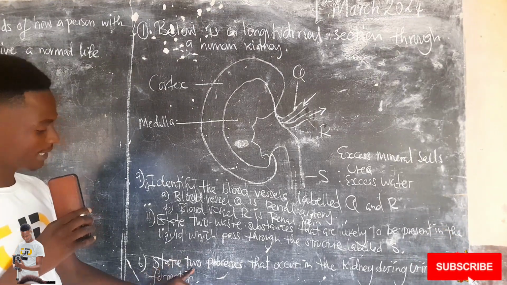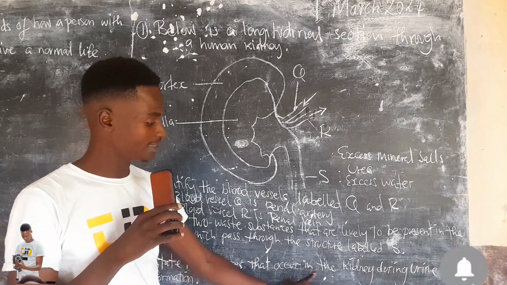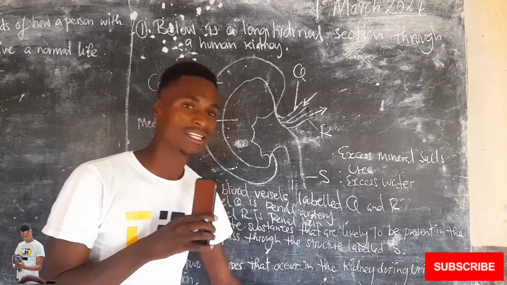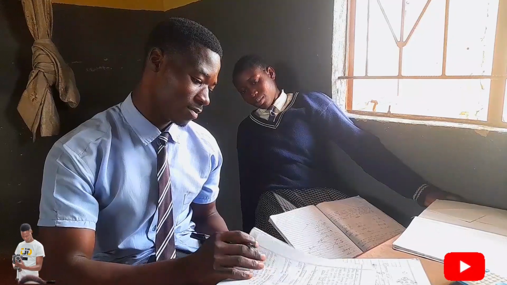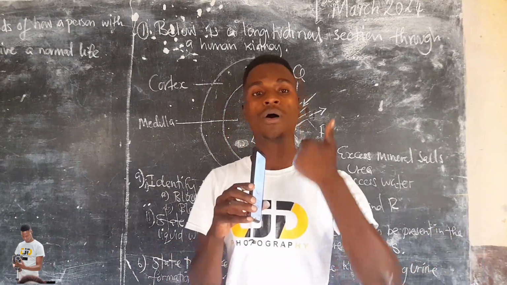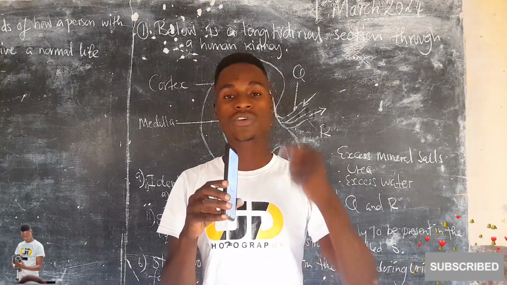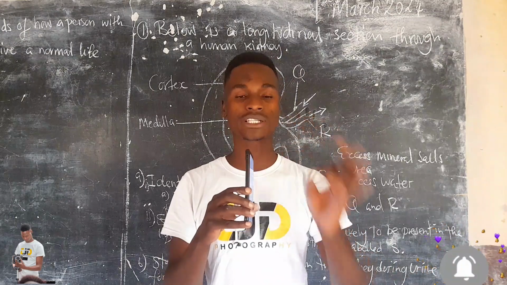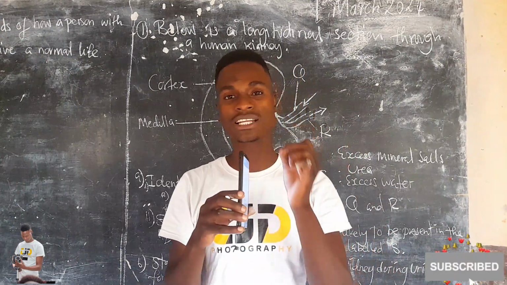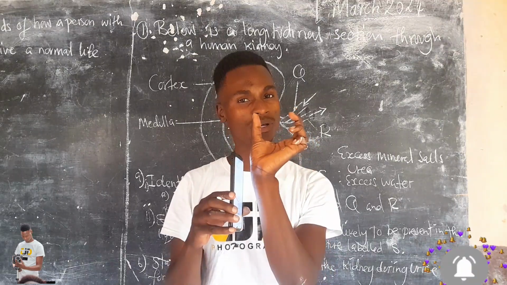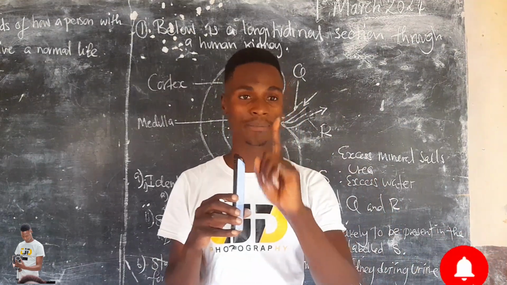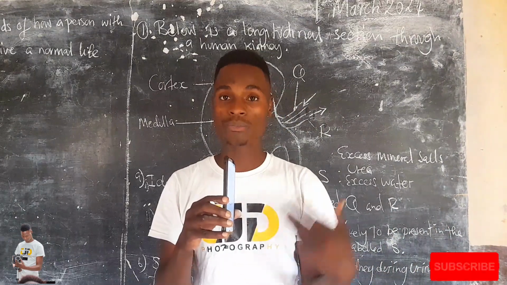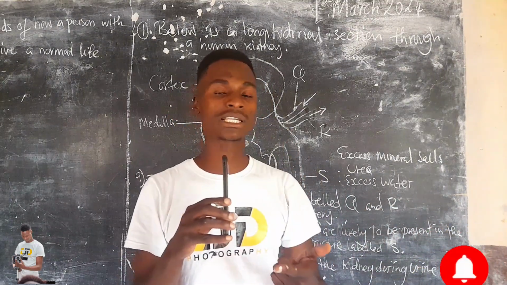We go to question B. State 2 processes that occur in the kidney during urine formation. Now, during urine formation, there are 4 processes that you need to consider. Number 1 is pressure filtration, or filtration under pressure, or ultrafiltration. This ultrafiltration takes place in the Bowman's capsule, in the glomerulus, in the nephron.